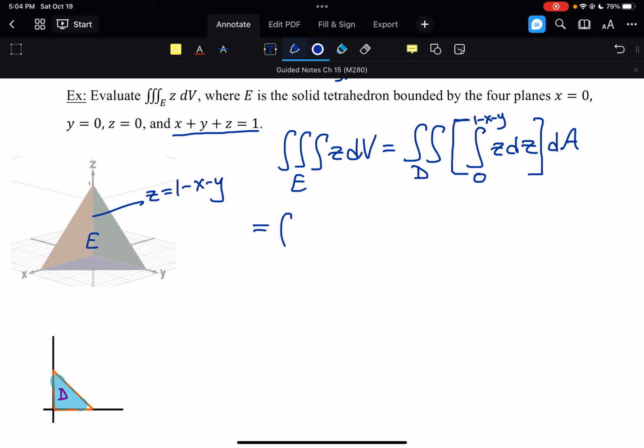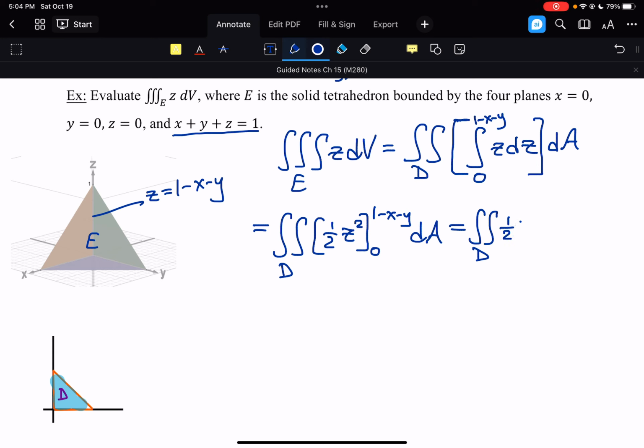Now we can evaluate that. So the double integral doesn't go anywhere, but we can evaluate this. So we get 1/2 z squared from 0 to 1 minus x minus y dA. So we're going to get double integral over D of 1/2 times 1 minus x minus y squared dA.